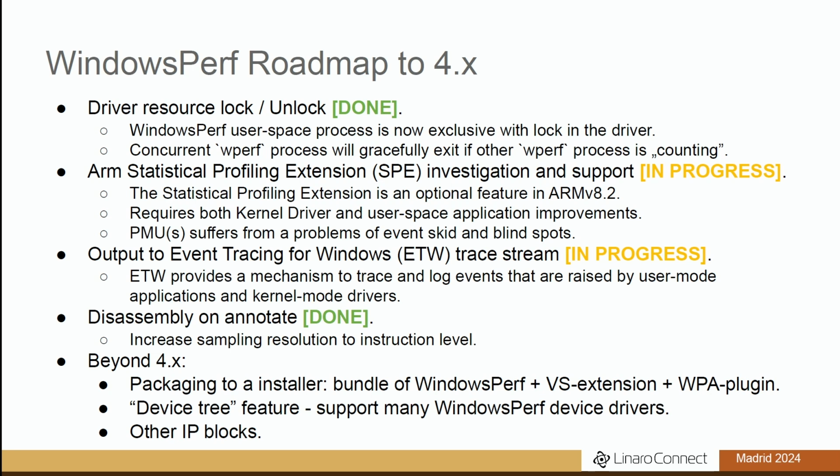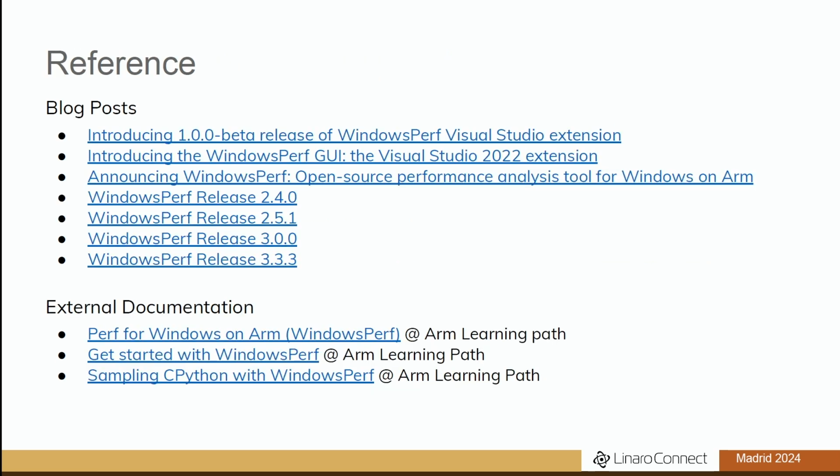And well, this is our roadmap. The two main things that are left to be done are ARM SPE support and ETW trace. Disassembly on annotate is already there. Driver resource lock and unlock is already there. And hopefully beyond 4.x, we'll have everything packed together into an easy to install bundle with all of these components that are growing exponentially. And device tree features and further IP blocks.